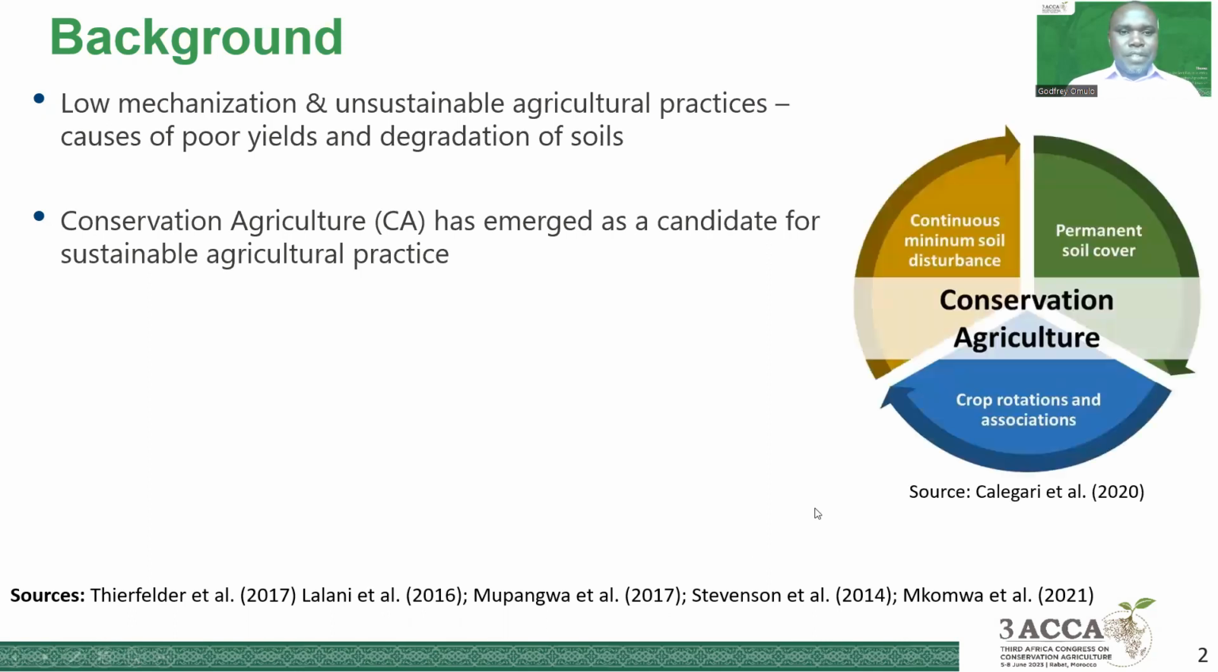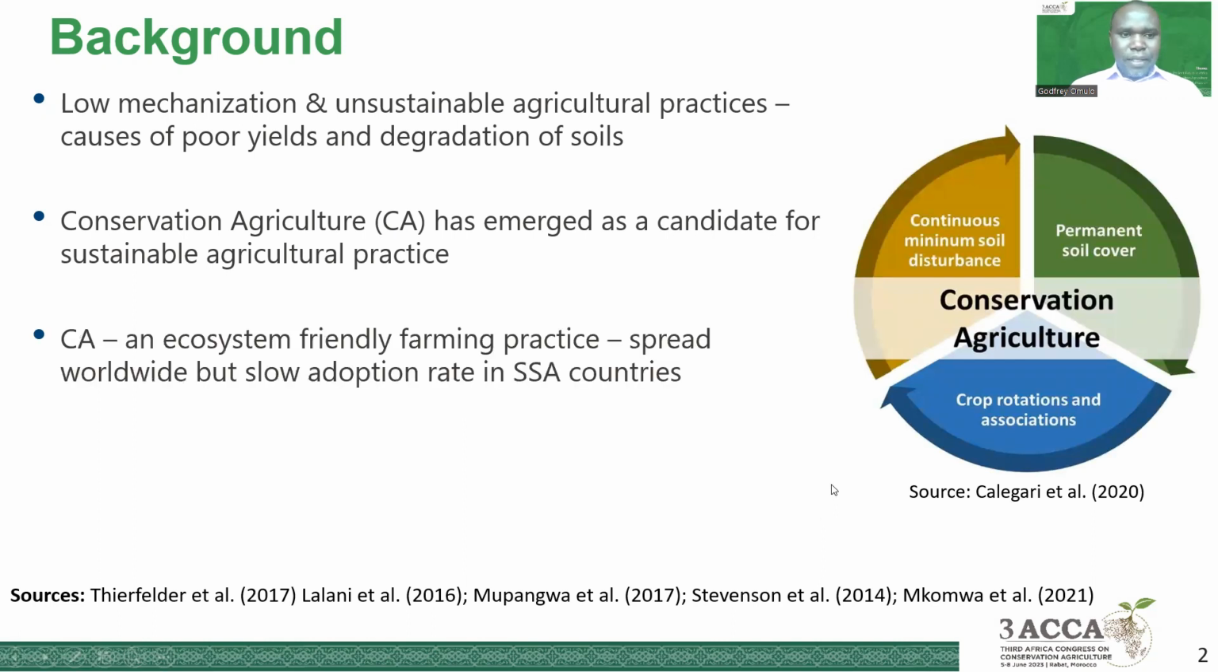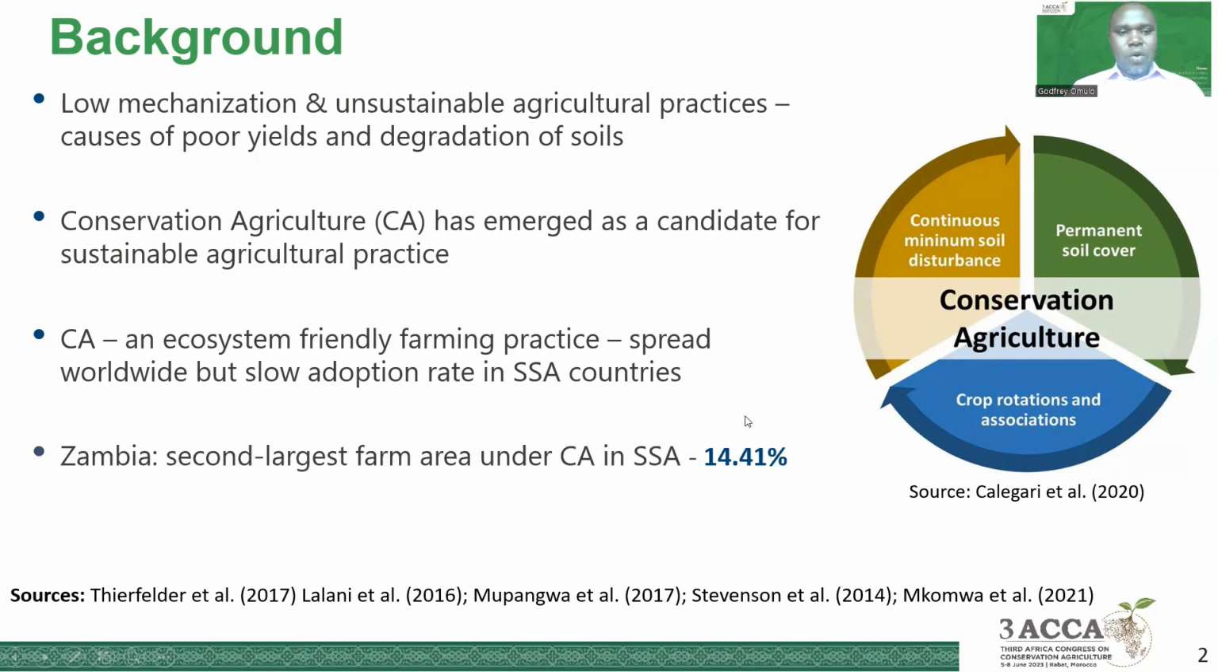Now, talking about conservation agriculture, this is an ecosystem-friendly farming practice that is anchored on 3 principles of continuous minimum soil disturbance, ensuring at least 30% soil cover, and crop diversification. Conservation agriculture has actually spread worldwide. However, its adoption across sub-Saharan African countries is still rated low.